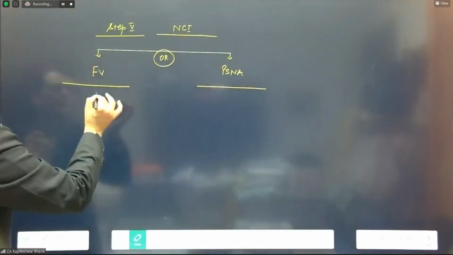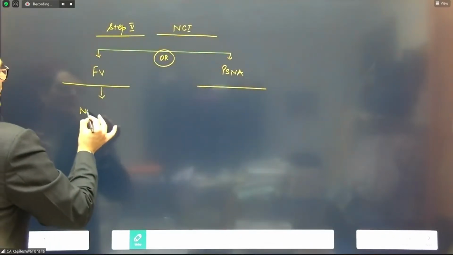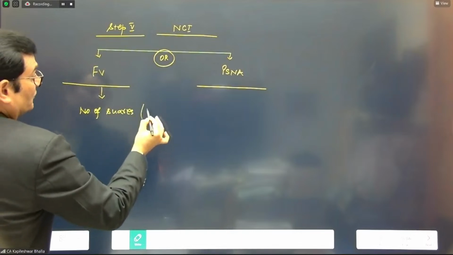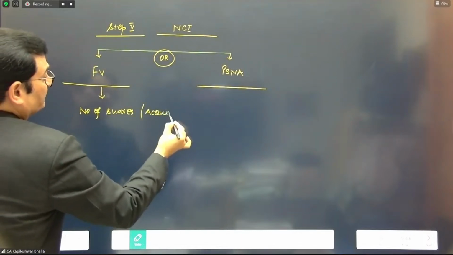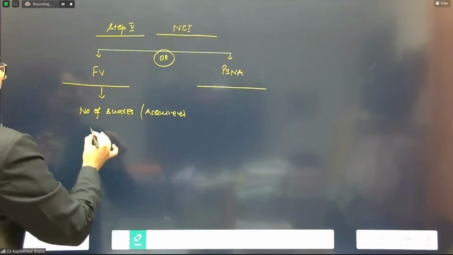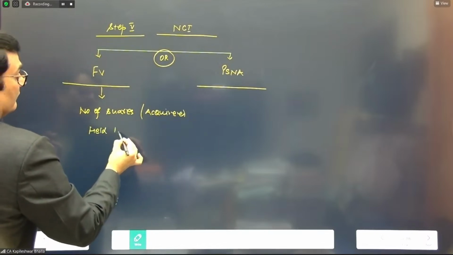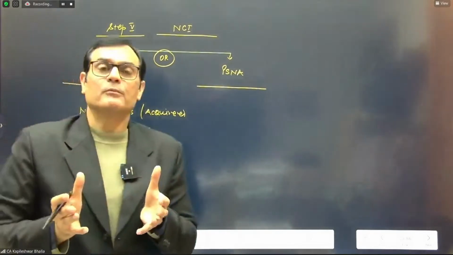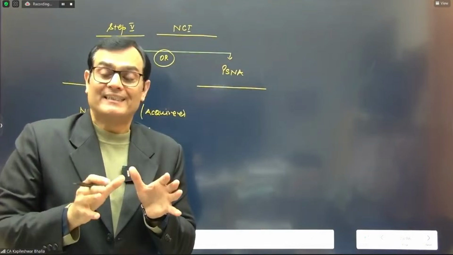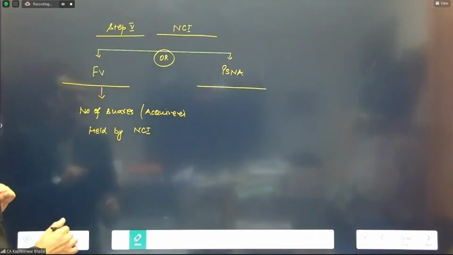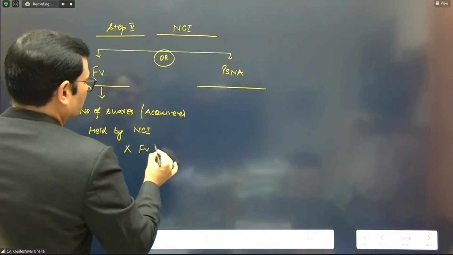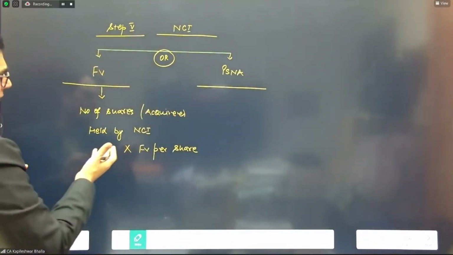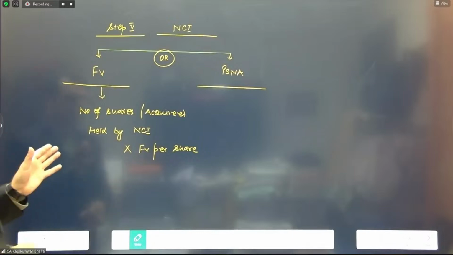If it is to be taken at a fair value, we'll take the number of shares in the Equity company which are held by NCI. So look at the number of shares in the balance sheet of the Equity, see what is the number of shares held by NCI, into the fair value per share. The examiner would give you the fair value per share of the Equity company, then this technique is possible.